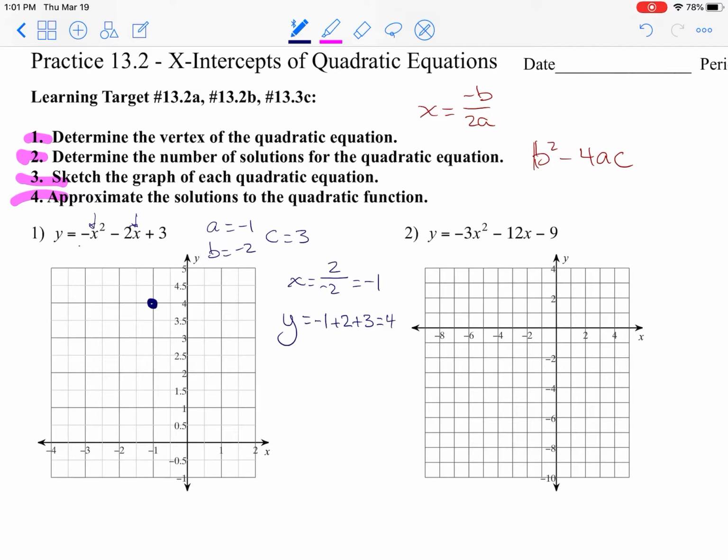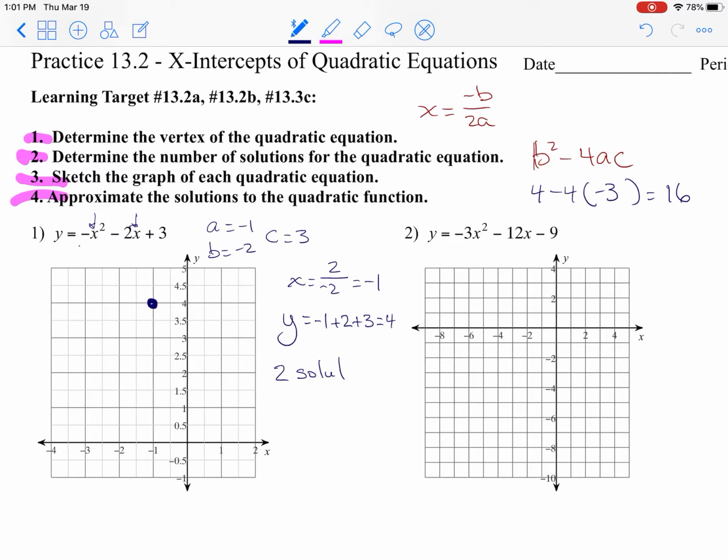So determine the number of solutions for the equation. We put it in our discriminant, b squared minus 4ac. B squared is -2 squared, so that's 4 minus 4 times a times c. A is -1, c is 3, so -1 times 3 is -3. So 4 add 12 is going to be 16.